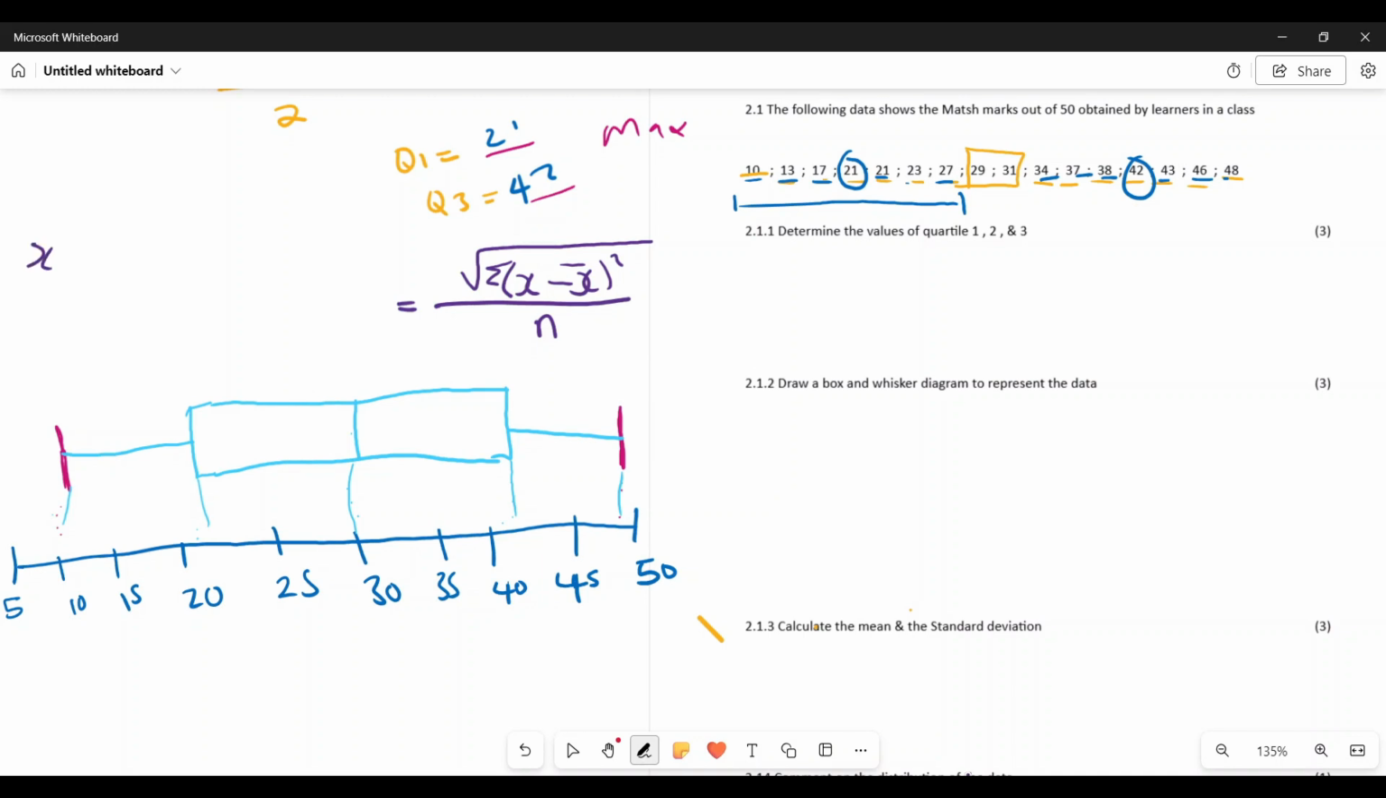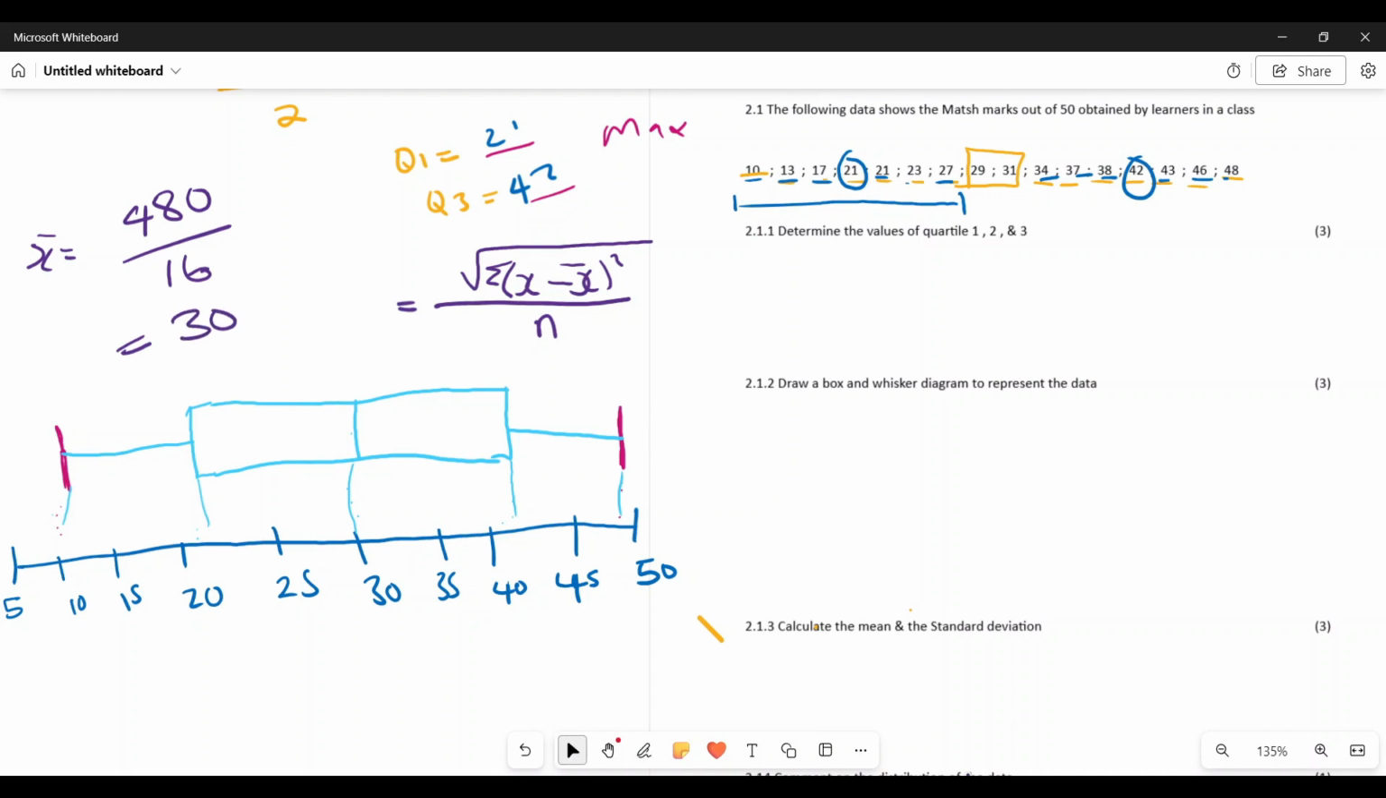So to calculate our mean, which is our average, we said we're going to add all these values, right? So basically punching them into your calculator, 10 plus 13 plus 17 plus 21 plus 21 plus 23 plus 27 plus 29 plus 31 plus 34 plus 37 plus 38 plus 42 plus 43 plus 46 plus 48, and everything should be equal to 480. Now these values, they are 1, 2, 3, 4, 5, 6, 7, so 7 plus 7 is 14, and 15, 16. So we have 16 values. Now, 480 divided by 16 is going to give us our average, which is equal to 30.